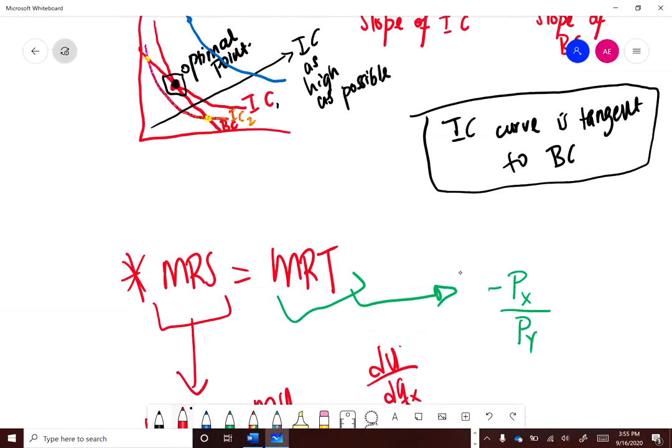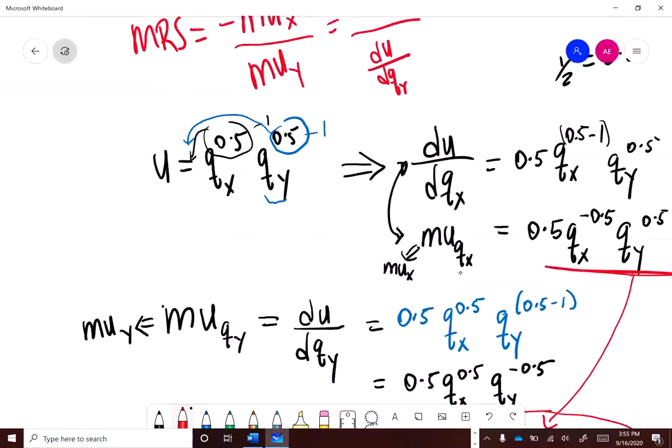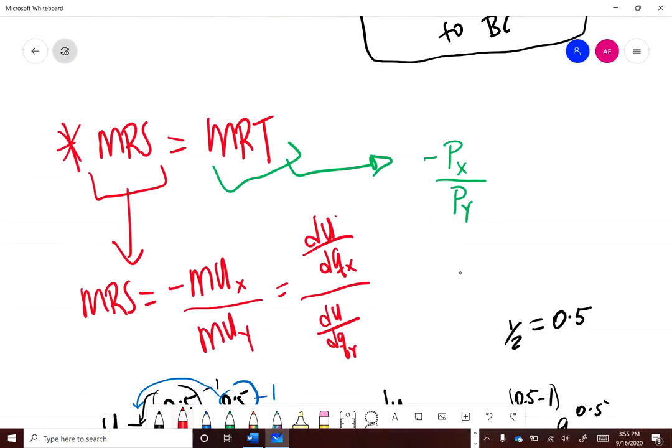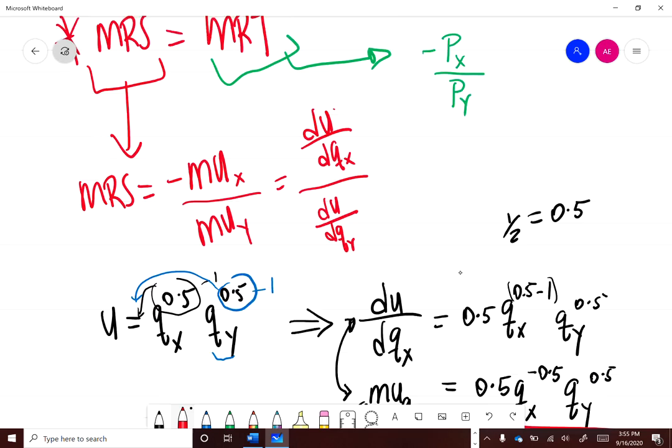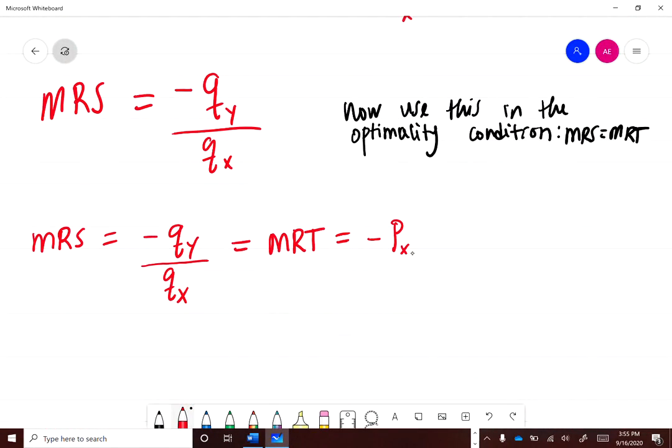hold on. Let's see where I had that earlier. Yep, there it is. P of x over P of y. There's another video that describes what this is and how we actually derive this, right? How we know this is the slope, rise over run, of that budget constraint, slope of the line.